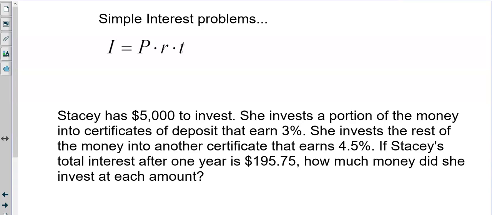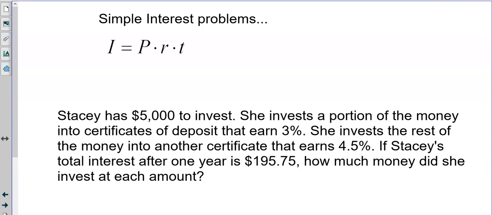You might have a simple interest problem. So I stands for interest, P is the principal, that's how much you invest. R is the rate, always given as a decimal, and T is the time. So we're just going to plug into this equation. Interest is something the bank usually gives you for putting money in there. She invests a portion of the money into certificates of deposit that earn 3%. She invests the rest of the money into another certificate of deposit that earns 4.5%.